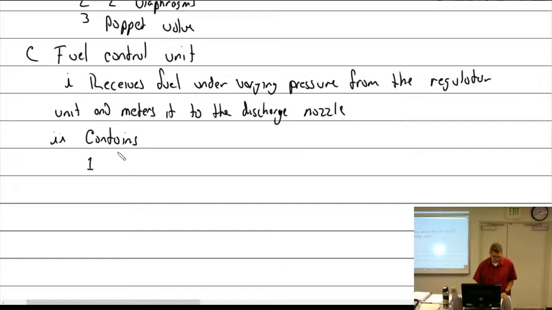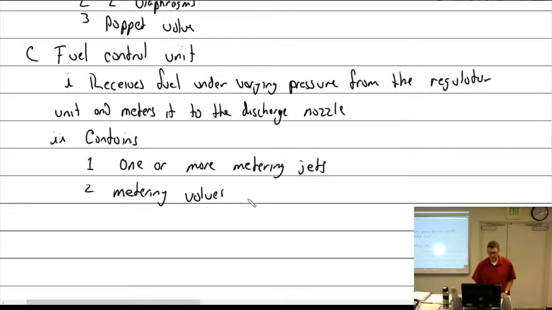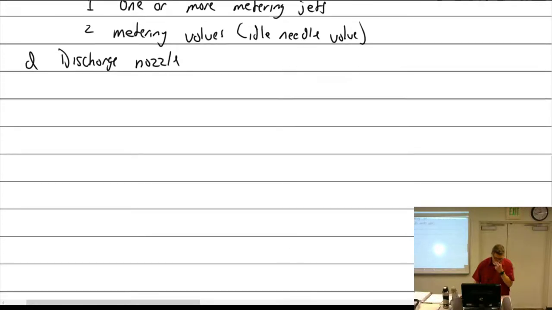It contains one or more metering jets and metering valves, or the idle needle valve. And the discharge nozzle injects fuel into the airstream.